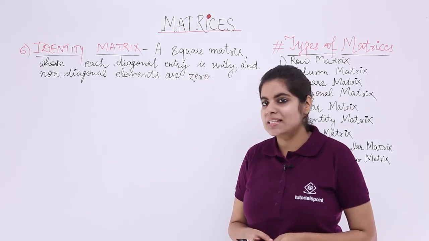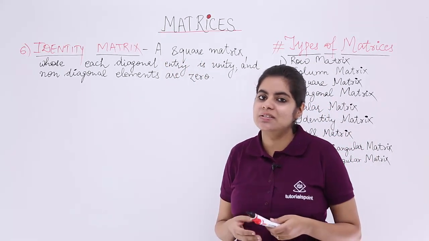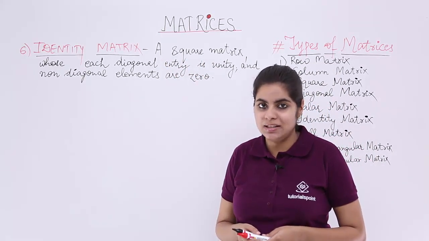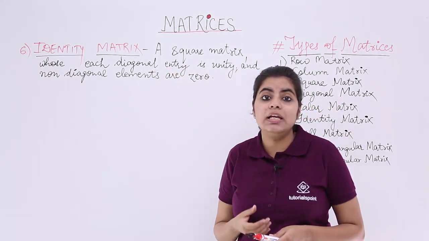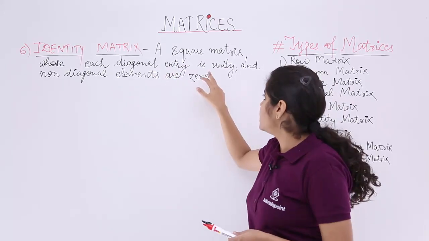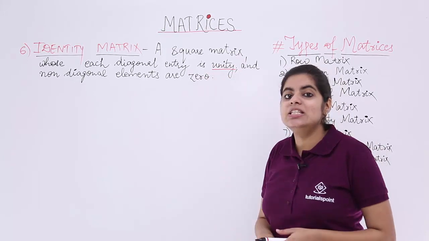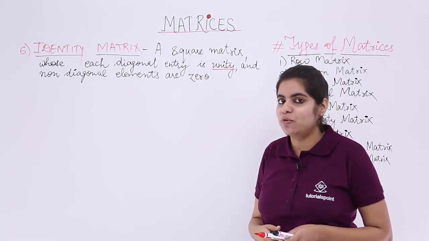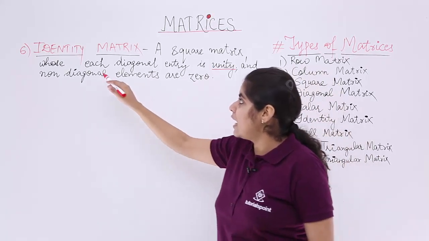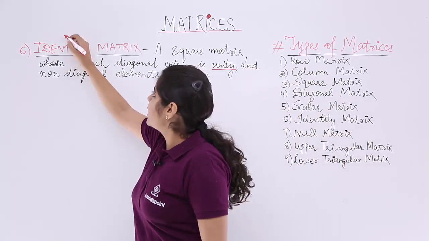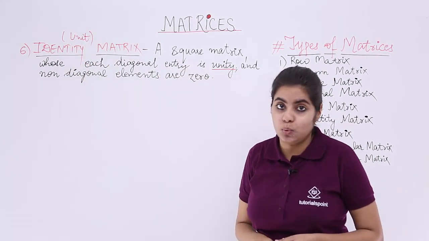What is an identity matrix? A square matrix. So basically it is again a square matrix, related to the previous types that we studied, whose every diagonal entry, that means every leading diagonal entry, is unity. That means it is 1. Since every diagonal entry is unity, or 1, this type of matrix is also called a unit matrix. So where I have identity matrix written, I can write the other name, unit matrix, also.